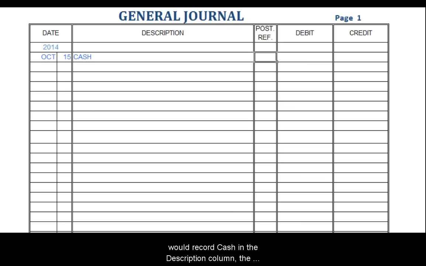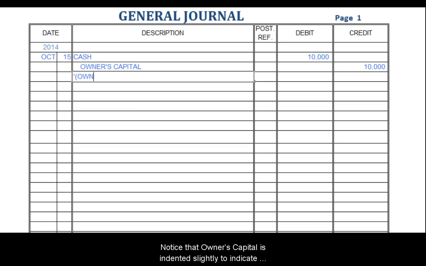In the general journal, you record debits first and then credits. Cash is debited, so you would record cash in the description column. The posting reference column is blank until you post your transaction to the general ledger. Cash is debited for $10,000, so you record $10,000 in the debit column. The second half of the transaction is the credit to owner's capital, so you record owner's capital in the description column on the next row and $10,000 in the credit column. Notice that owner's capital is indented slightly to indicate the account is credited.